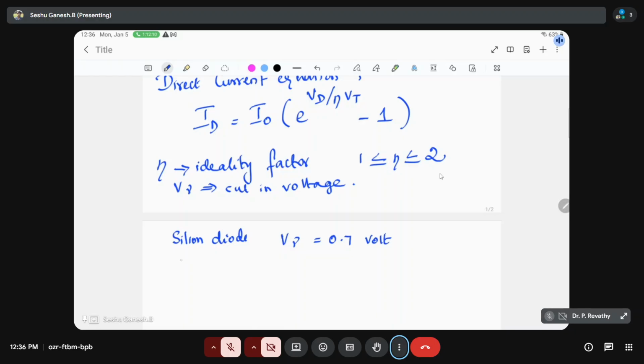If it is going to be made up of a germanium diode, then this V eta value will be equal to 0.3. At 0.3 volt itself, the diode will start to work in the forward bias condition.